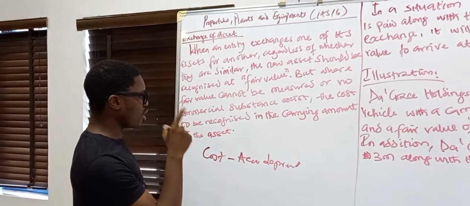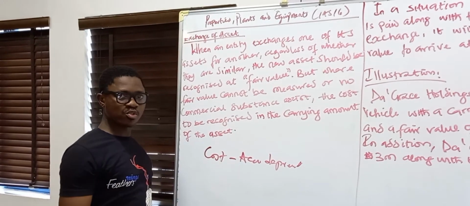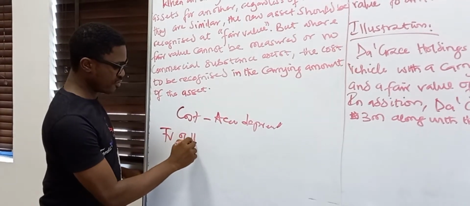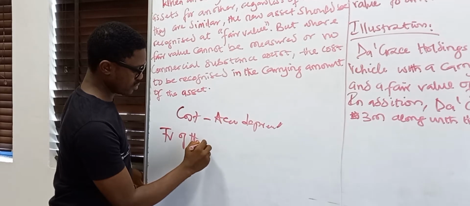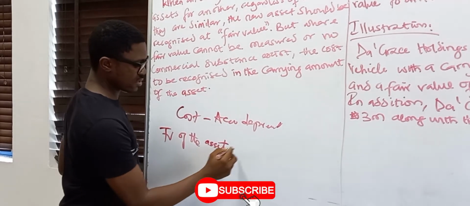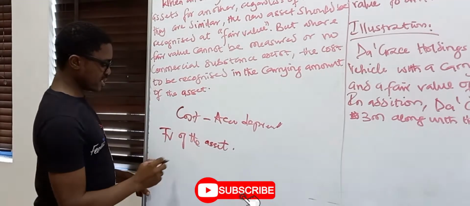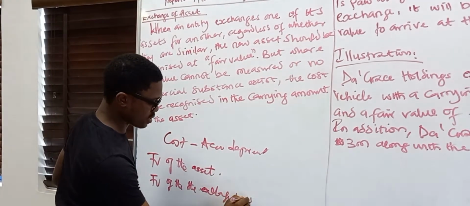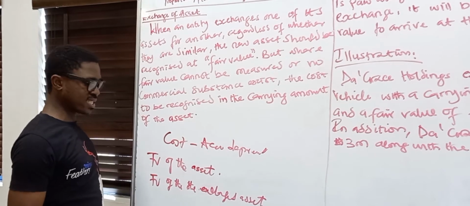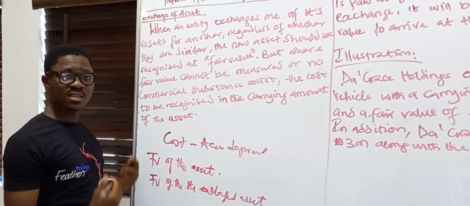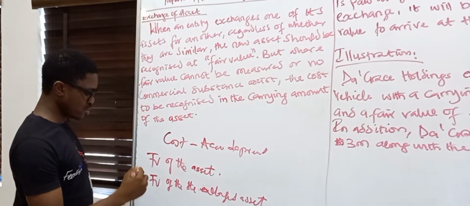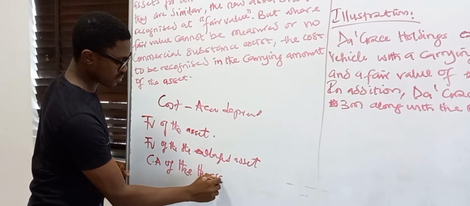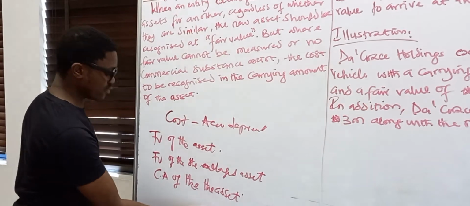For emphasis, what are we going to use to record at initial recognition of exchange of assets? We have the fair value of the asset you are giving up. If you don't have that, we use the fair value of the asset received in exchange. And if you don't have the fair value of this exchange, which simply means that the two assets in concern are not measurable, you use the carrying amount of the assets.